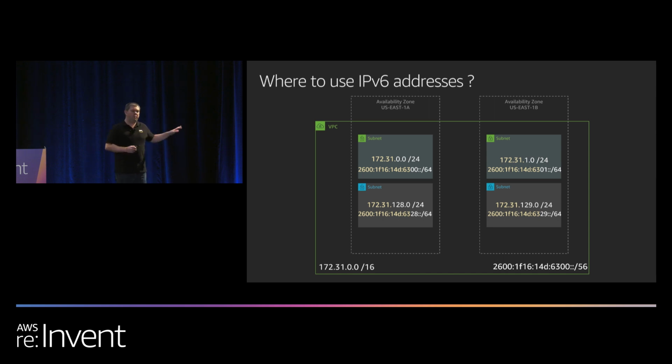Now, in terms of IPv4, I do just want to touch on the fact that I mentioned that this is the single CIDR range that you assign to your VPC. You can actually assign more /16s to your VPC if you need more IP address space.